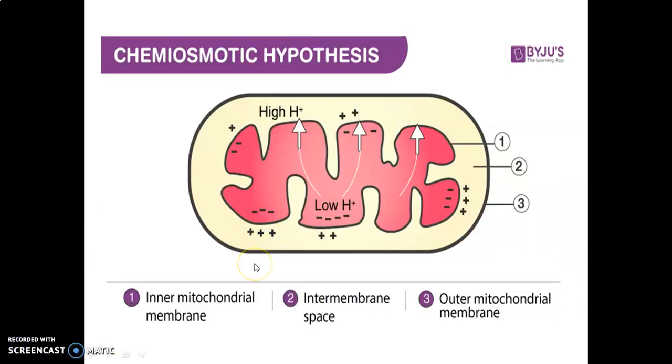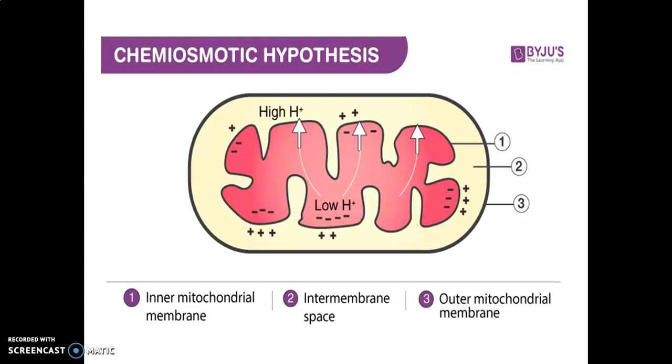Now let's discuss the chemiosmotic hypothesis. It has been put forward to explain the mechanism of ATP synthesis. Like in respiration, in photosynthesis too, ATP synthesis is linked to the development of a proton gradient across the membrane. So here you can see low H plus ion concentration and high H plus ion concentration. So how is this proton gradient formed? That we are going to explain.